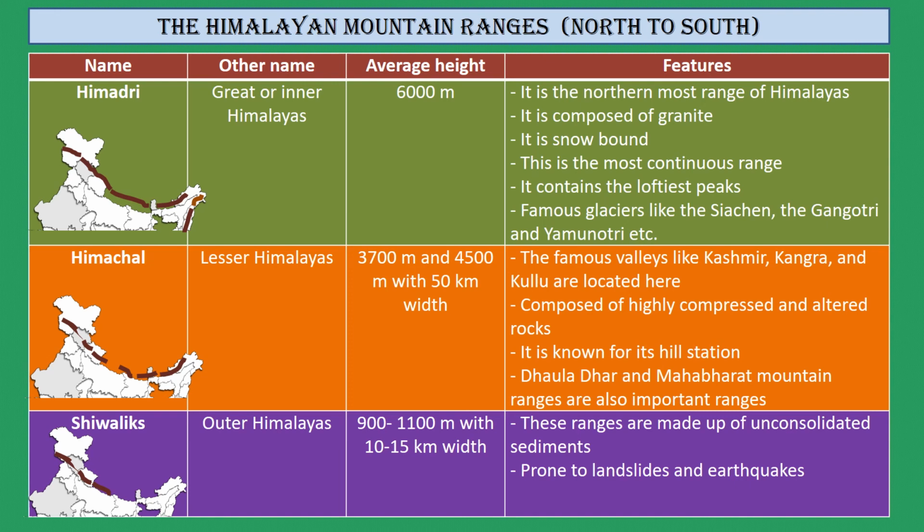Shivalik ranges are the southernmost Himalayas. They are also called as Outer Himalayas. Their height is from 900 to 1100 meters and width varies from 10 to 15 kilometers. These ranges are made up of unconsolidated rocks and highly susceptible to landslides and earthquakes.